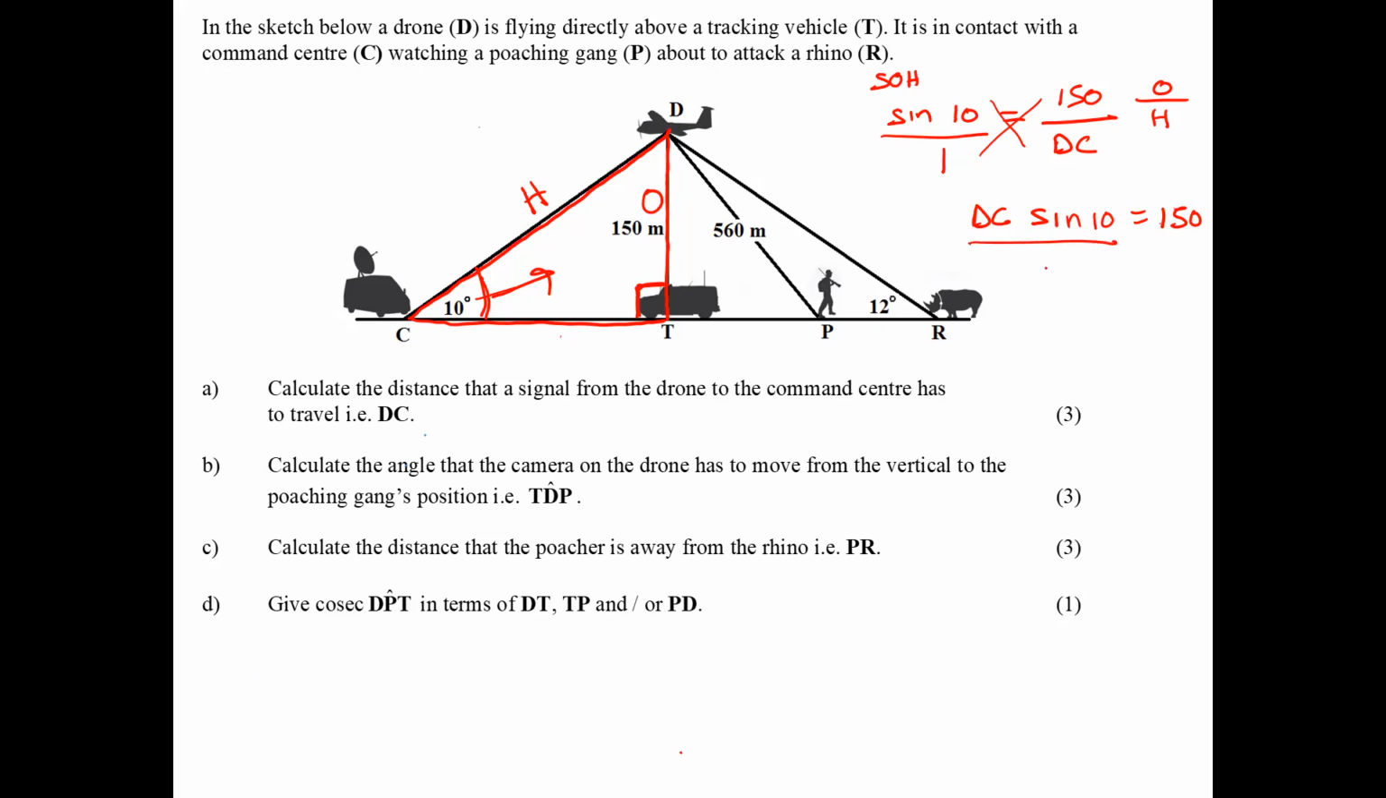Oh, yes, sir. So after cross multiplying, we're going to divide both sides by sine 10. Can someone help me with an answer there? 150 divided by sine 10. 863.8, sir.